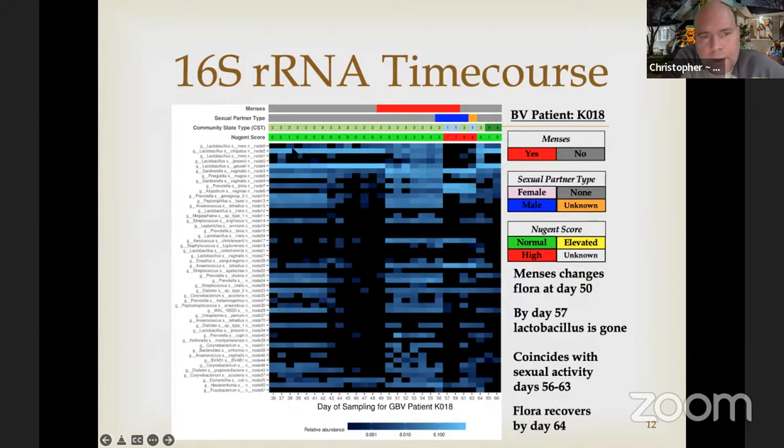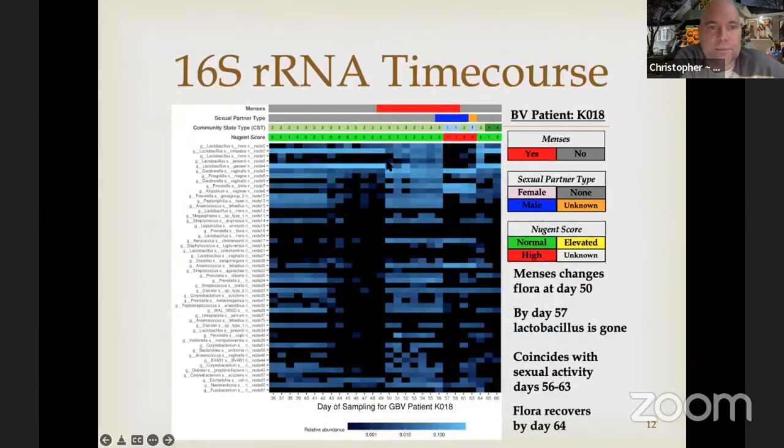But what you can see from this particular subject is that originally her vaginal microbiome is dominated by a couple of species of lactobacillus. So this one, Lactobacillus crispatus, and this other one, Lactobacillus gasseri, are primarily the dominant organisms. There's a number of other things here, but up through about day 49, this is what dominates. Then we have some metadata up here, and you can see that on day 50, this subject reports that menses starts. Well, when menses starts, she starts to lose the dominance almost immediately, really.